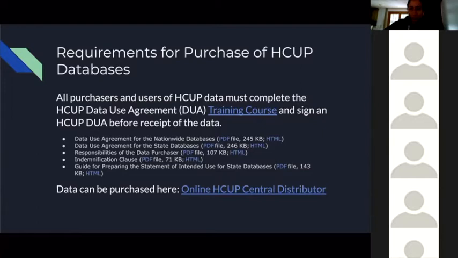The training course is just watching a few videos, and you have to take a quiz at the end of each one. And then you sign a data use agreement. You have to complete the following agreements here, as well as complete a guide of preparing a statement of intended use, and this is very similar to an abstract, basically. If you are ready to buy the data, you can just click right here, and you would go to a link where you can purchase it. And I'll show you in a bit how much the price would cost.